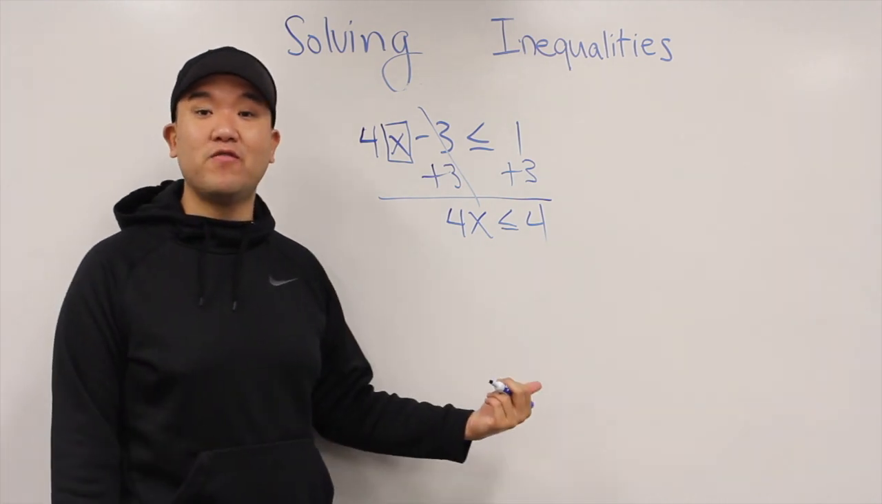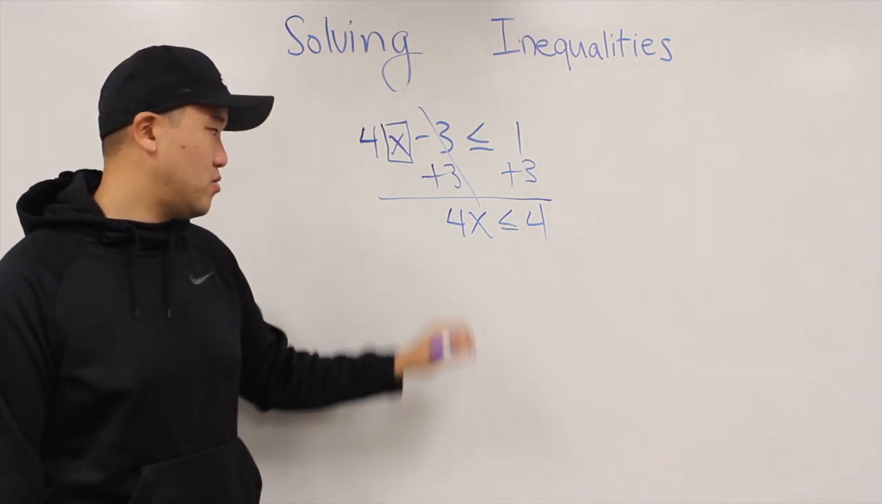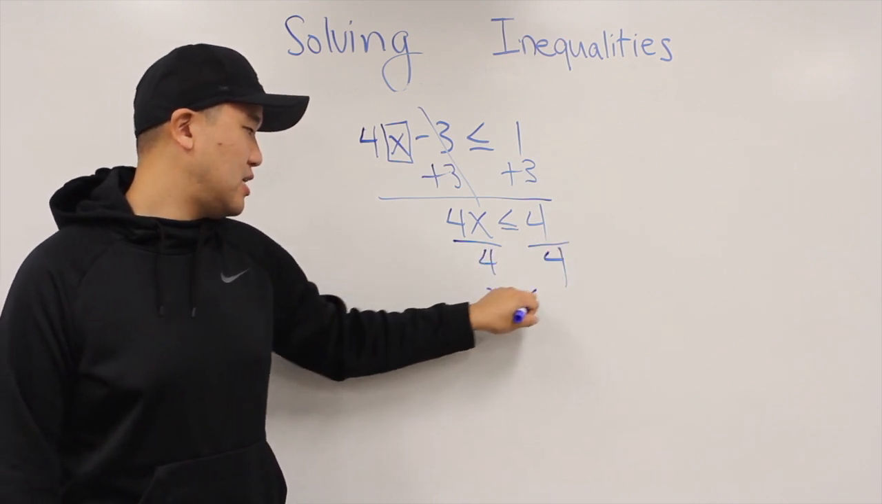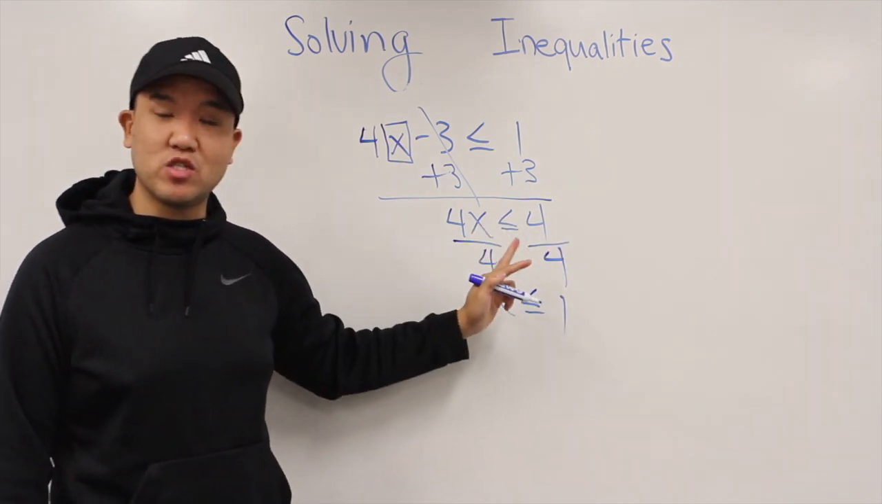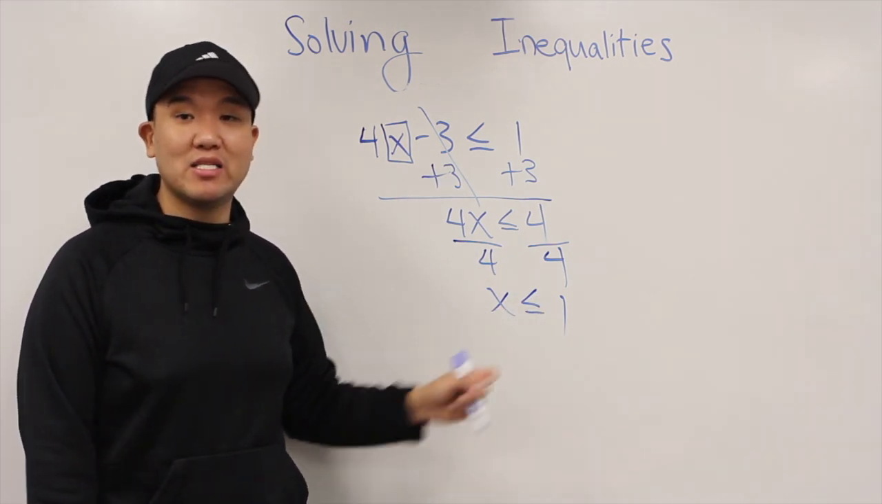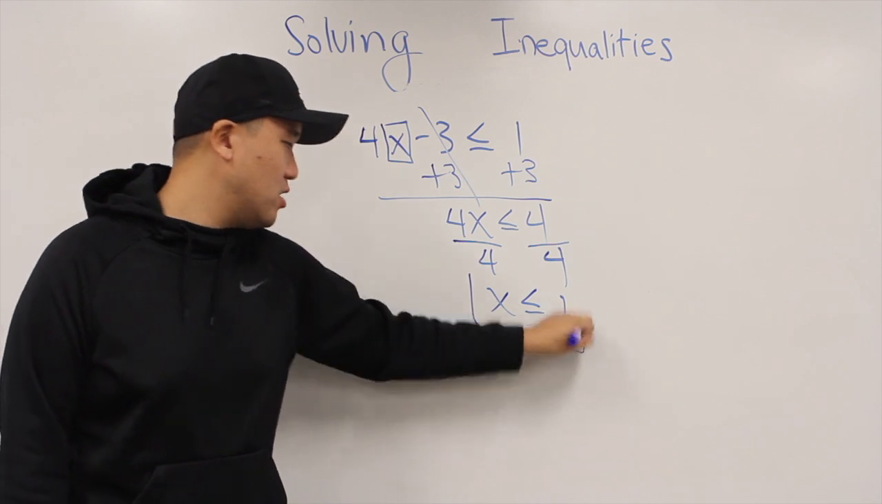Is x by itself? Not yet. Almost there. We're going to divide by 4. You have x is less than or equal to 1. We do not have to switch the signs because what are we dividing by? Yes, we're dividing by a positive 4, not a negative 4. So we leave it alone.